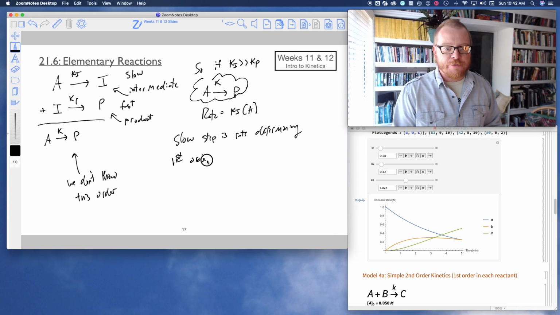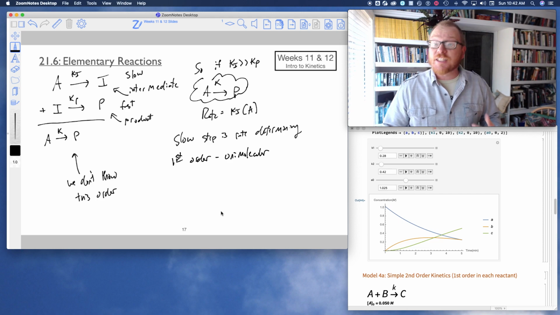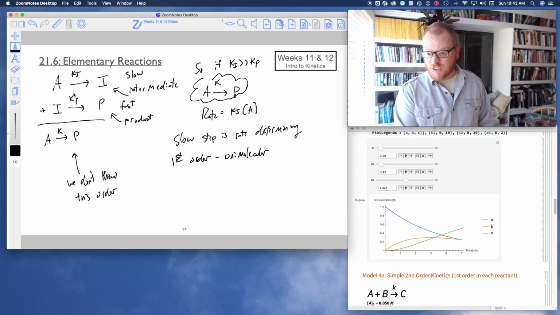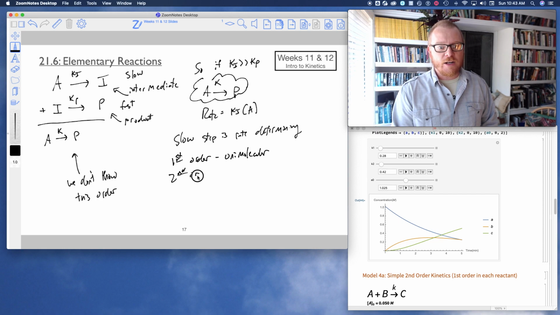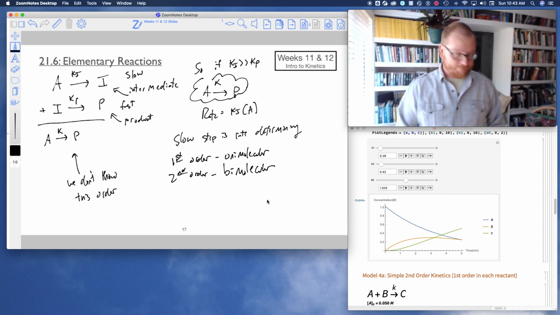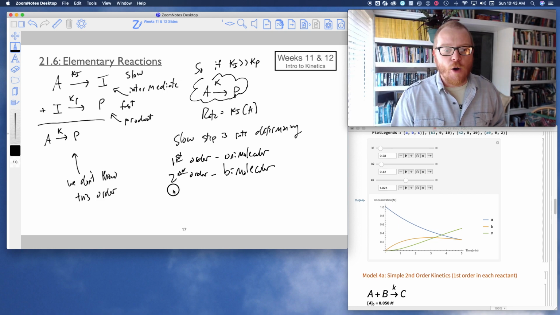So a first order elementary step is called unimolecular. It's first order because there's only one molecule. It's that simple, right? Like this. These are all simple unimolecular steps, okay? A second order reaction we call bimolecular, okay? Because two molecules are involved, right? And then finally, when we go third order and beyond, we call that termolecular.